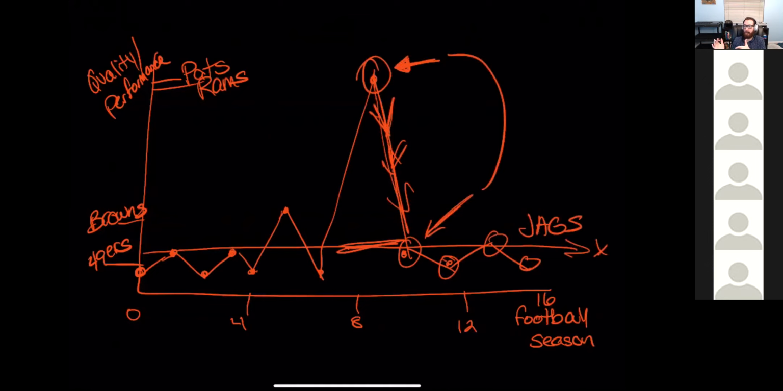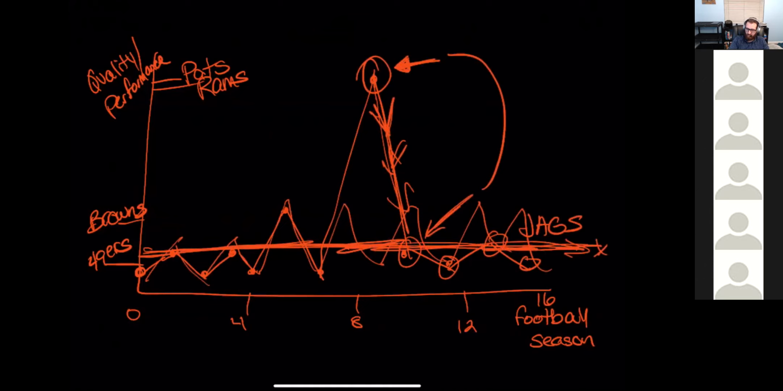They revert back to the average level of talent. So what we would call statistical noise, there's going to be some fluctuation like this over time. They're going to have better weeks and worse weeks. But there is an average level of performance, which is this line right here.